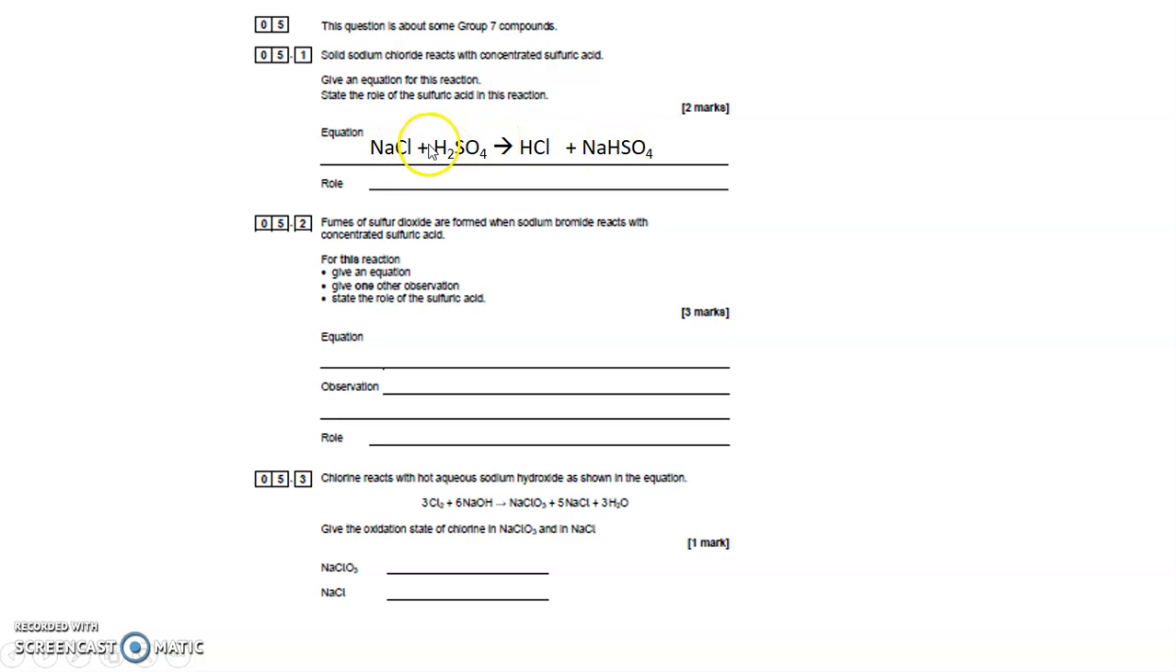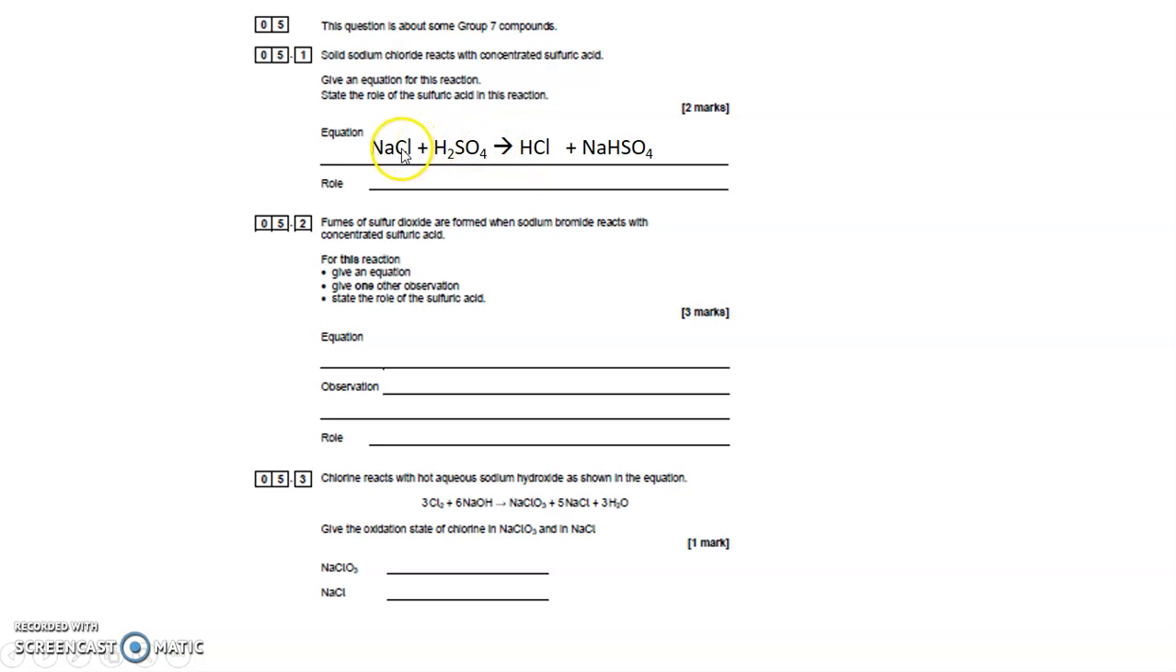I've got an Na, I've got one of the H's, one H is there, there's two here, so I've got an H and I've got an SO4: sodium hydrogen sulfate. Let's have a look at the role of the sulfuric acid. Well, it's added an H to the Cl. Something that adds H pluses to a compound, an H plus donor, is an acid.